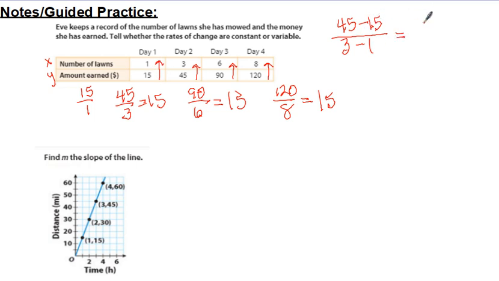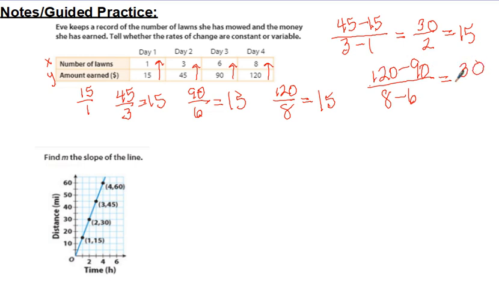So 45 minus 15, that's 30, and 3 minus 1 is 2. And we reduce that, and we get 15. That's a good sign. So then let's do these two. I'm going to go 120 minus 90, remember y's over x's, over 8 minus 6. Well, 120 take away 90 is 30, and 8 take away 6 is 2, and look, we get 15 again. So that's a really good sign.